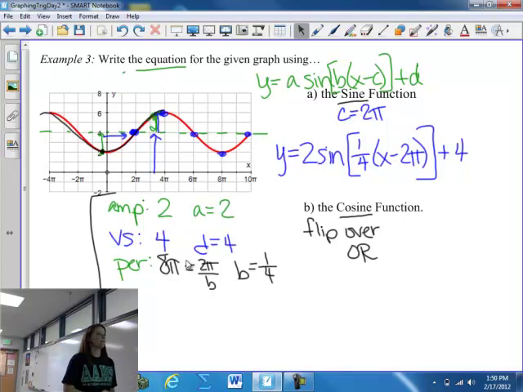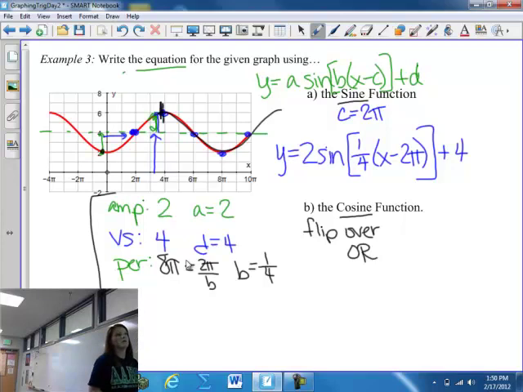Which one are you going to do, left or right? Let's go to the right this time. A little too far past. Okay, right how far? How far did we go? Well, that was our starting point, we went right 4 pi.